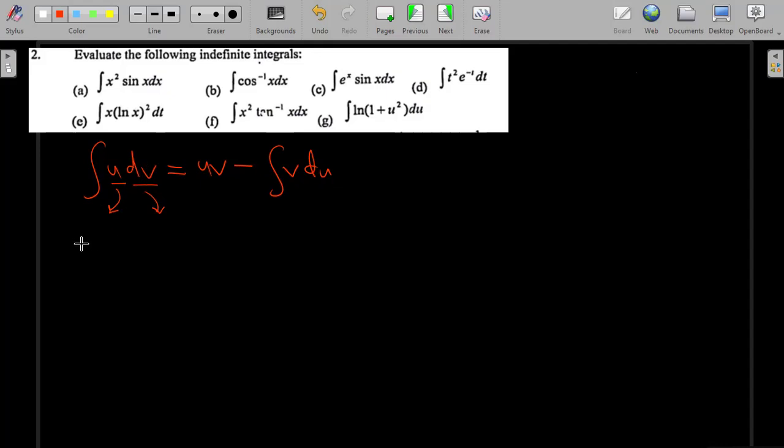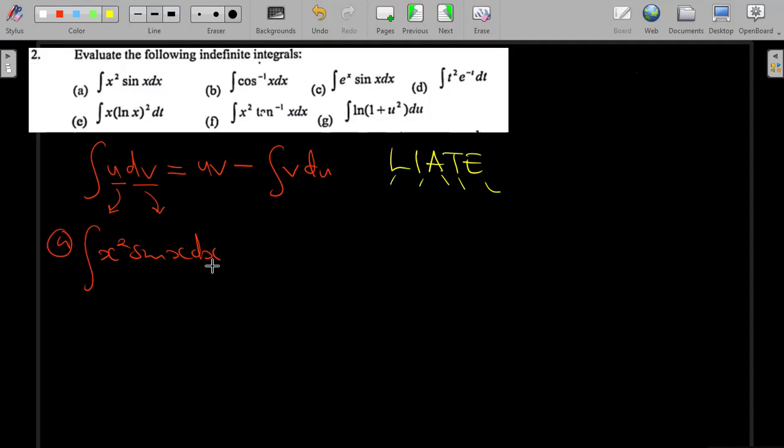Let's go straight into the first question, and we have that the integral of x squared sine x dx is what we're trying to find. Now here, let's identify first the u. What we'll use to identify is this word LIATE, L-I-A-T-E, where the first one stands for logarithmic function, then inverse trig function, algebraic function, trigonometric function, and exponential function. So this is how we are going to be setting our u.